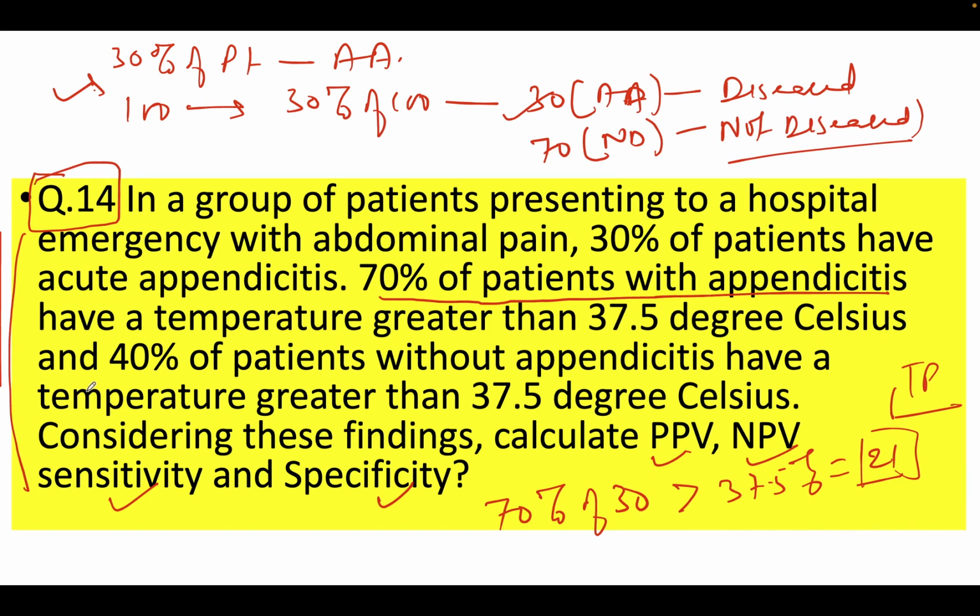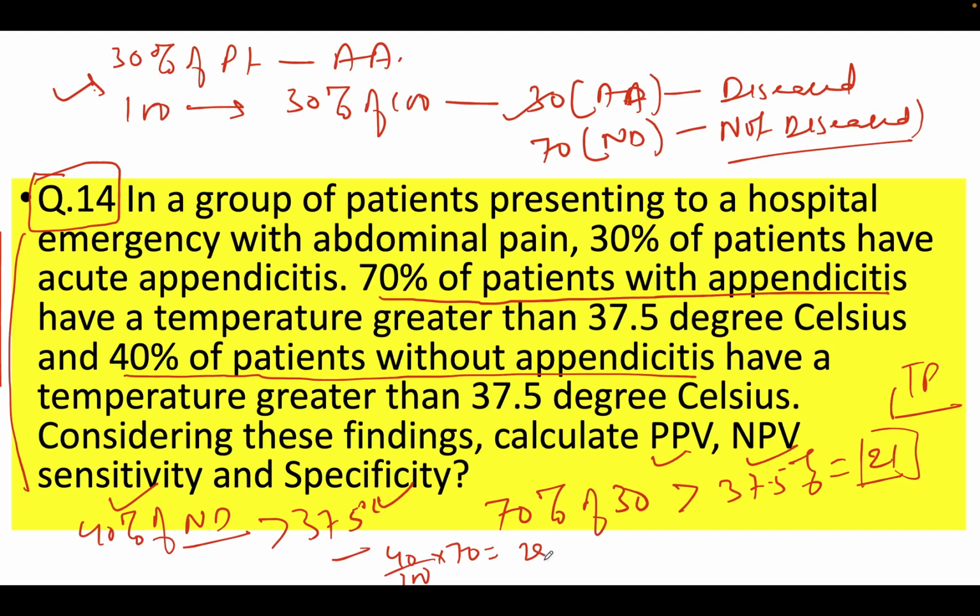Now, the other part of the question says 40% of patients without appendicitis, meaning they are not suffering from disease, have temperature greater than 37.5 degrees. So 40% of not diseased means 40 by 100 into 70. So these 28 people are not diseased, but they have temperature greater than 37.5 degrees. So we can consider this as false positive.